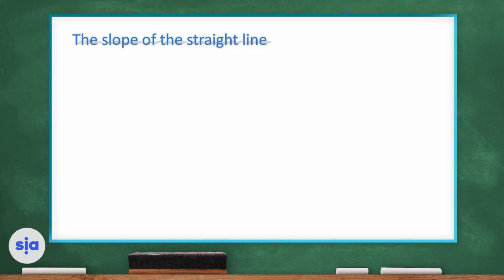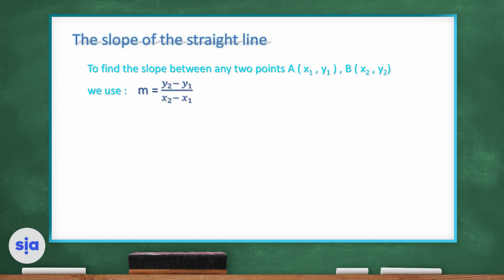Today we'll be talking about the slope of a straight line. To find the slope of a straight line between any 2 points A and B, we use this formula: m, which is the slope, equals y2 minus y1 over x2 minus x1. Let's now see some notes.